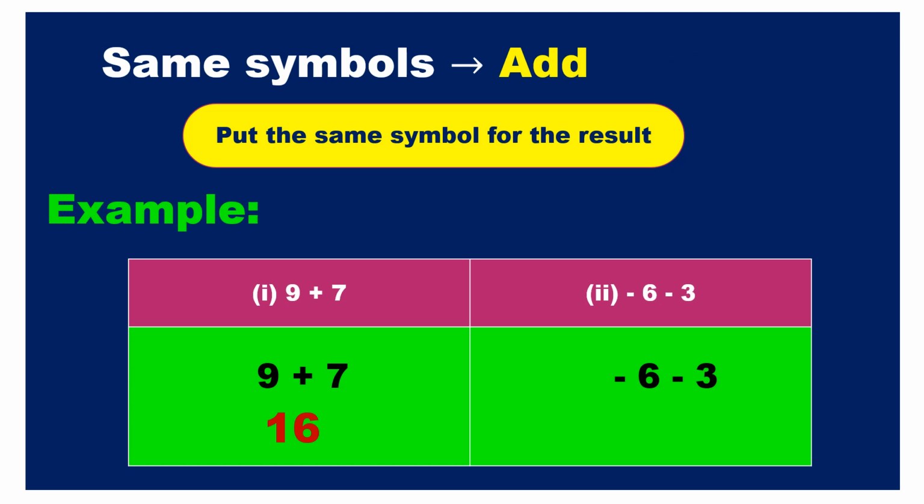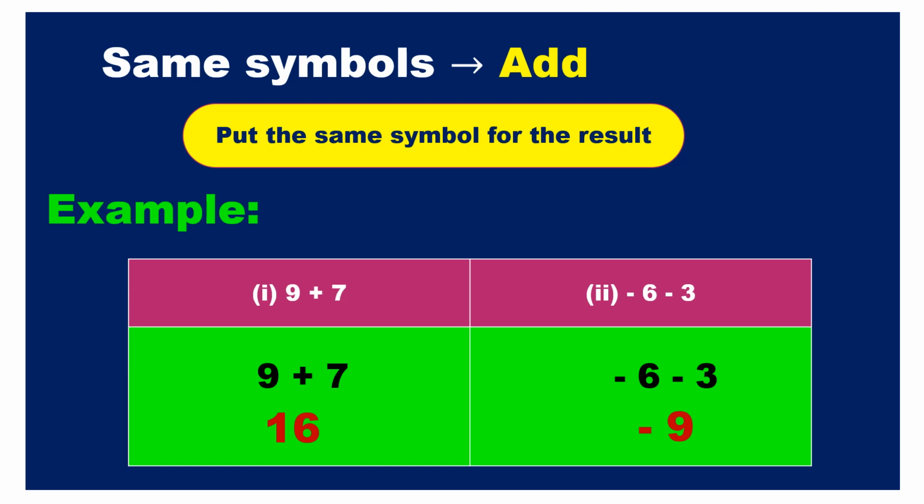Let us add 6 plus 3. It is 9. What is 6 plus 3? 9. Now after doing the addition, what should we do? We should put the same symbol for the result, right? So both have the minus symbol. So put the minus symbol for the result. So it is minus 9.